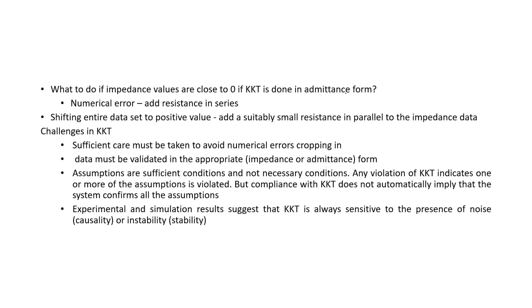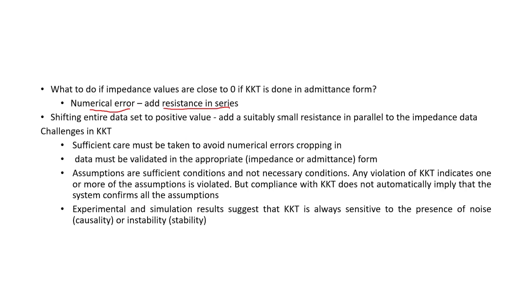In such a case, there can be large values coming and numerical errors will be associated. To overcome that, I can add a resistance in series so that I am shifting the value a little, so that when I am doing it in admittance form, the entire value will come down and I am able to do the KKT in the admittance form properly. Okay, is that clear? So that is one way.